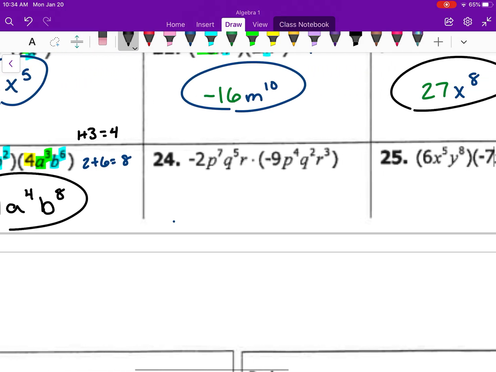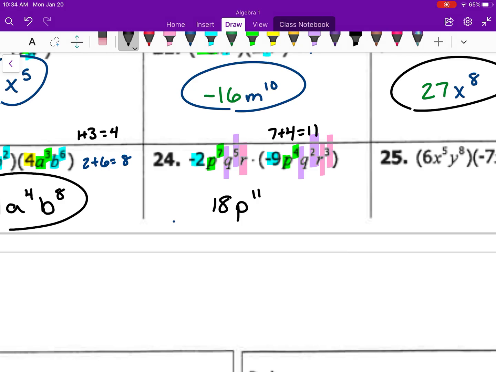Okay, 24. This is now 4 separate problems. I've got numbers, I've got some variable P, I've got some variable Q, and I've got some variable R. For the numbers, I've got -2 times -9. That would be +18. For P, I've got 7 of them, and then I'm multiplying 4 more. So 7 plus 4 is 11, so that'd be P to the 11th.